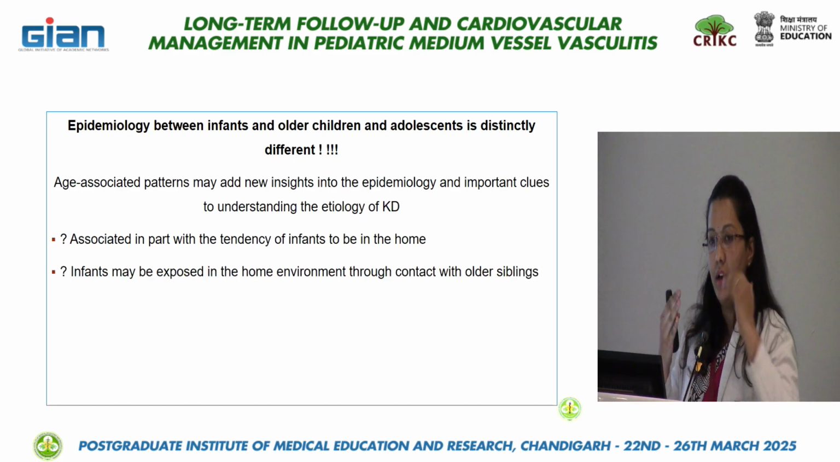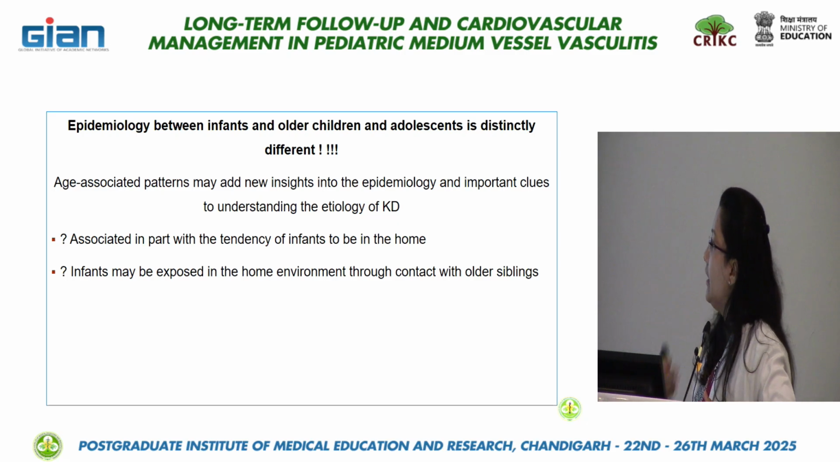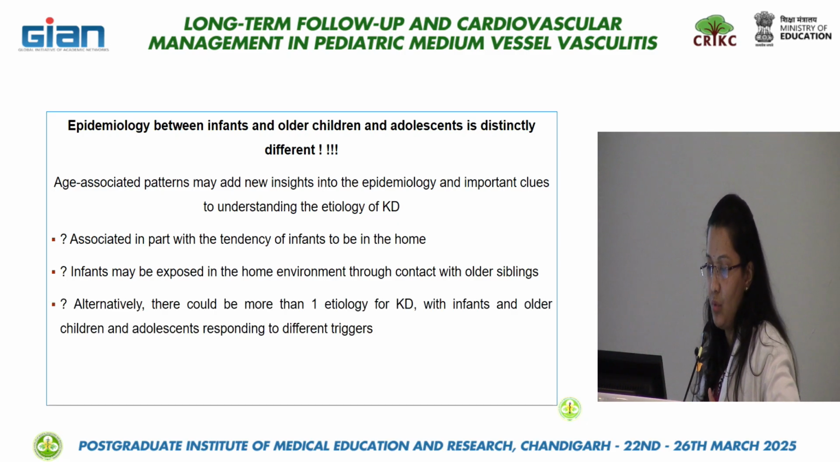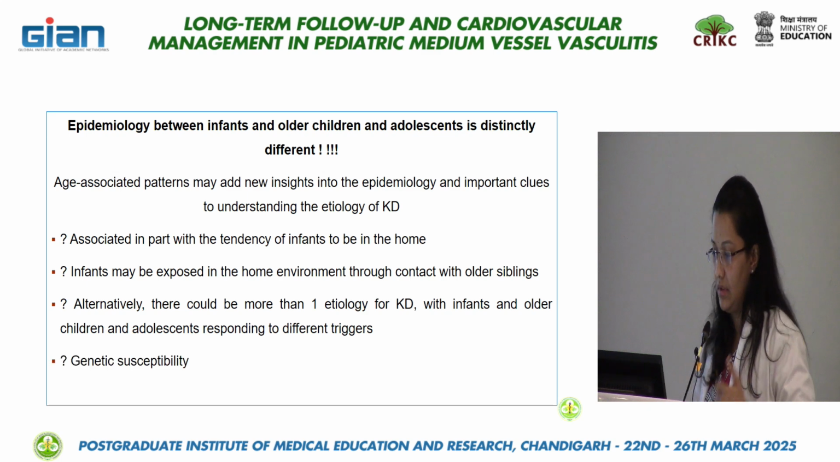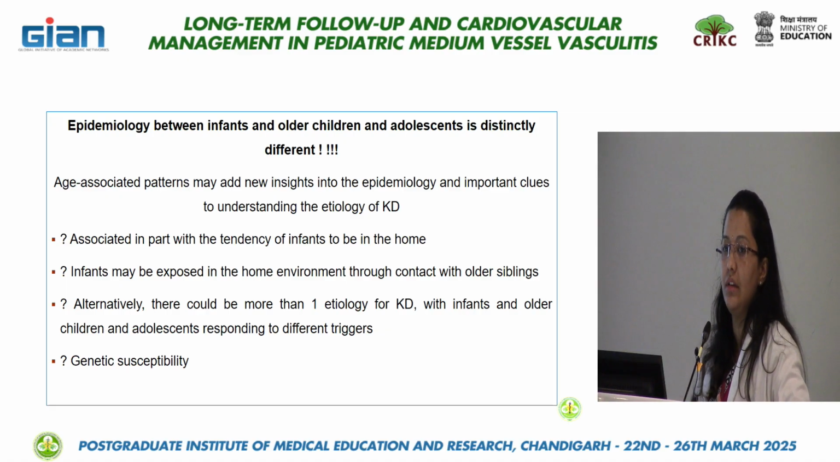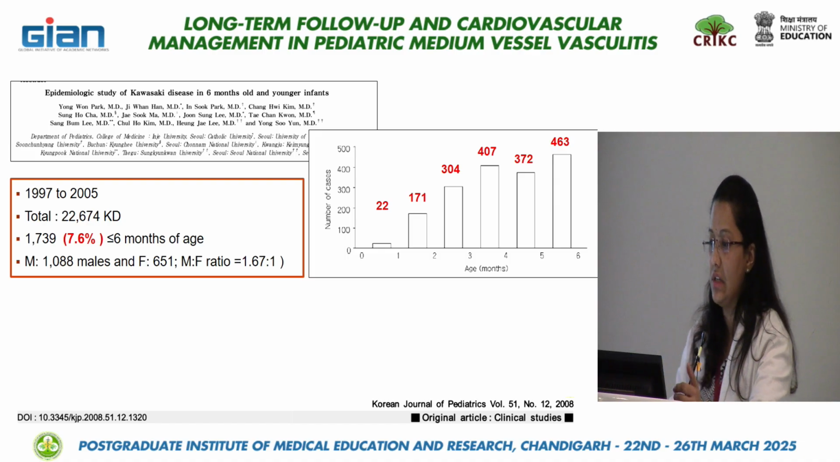Or are those infants who are at home actually developing Kawasaki disease because of the older sibling who has other environmental exposures, or is the trigger different for both, or is there a genetic susceptibility? Again, we don't have answers even after so many decades of the description of the initial disease.